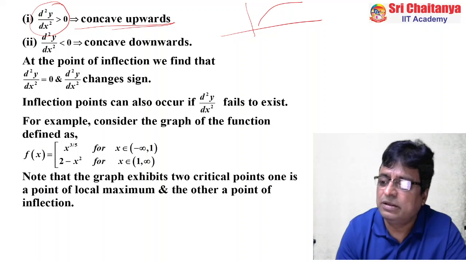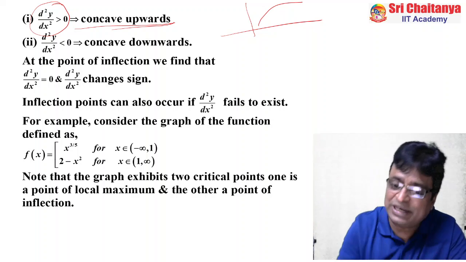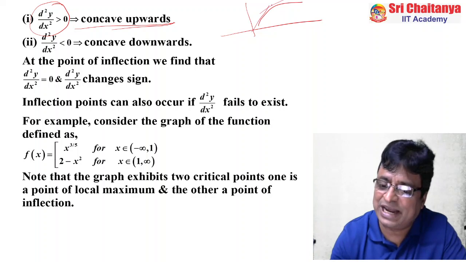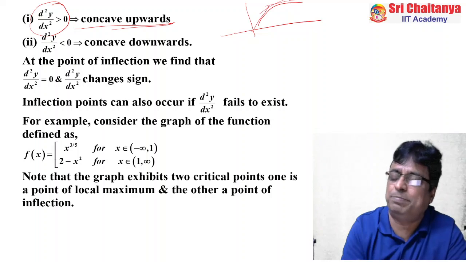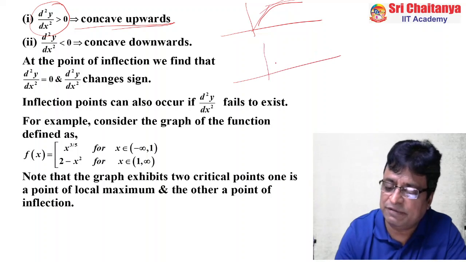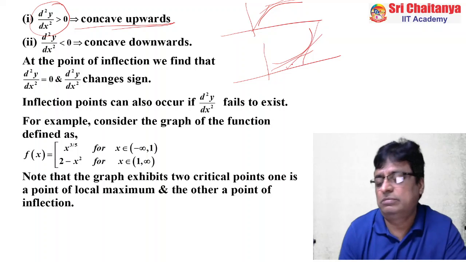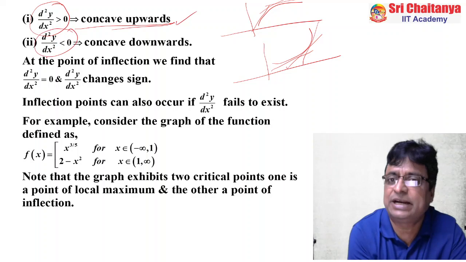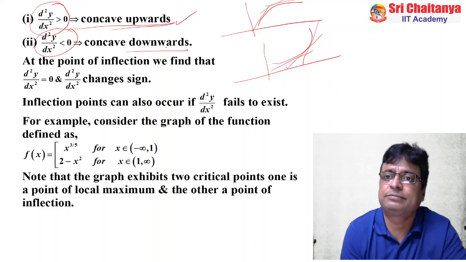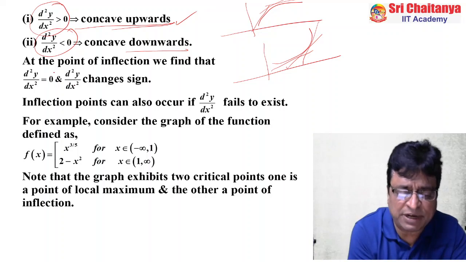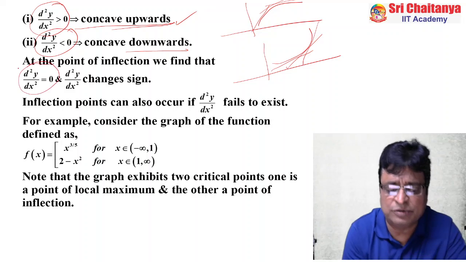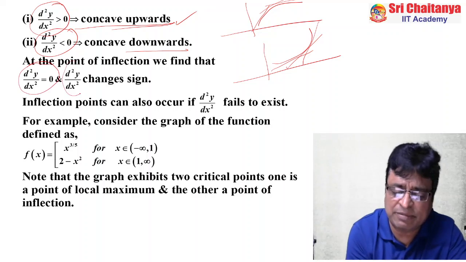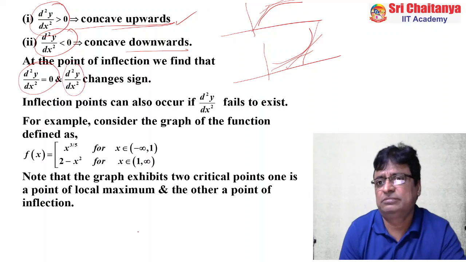What does it mean? If the curve lies below the tangents, then I can say that the curve is concave up. Concave down means, if the curve lies above the tangents, then the curve is concave down. So this is the condition for concave upwards, and d square y by dx square, the second derivative, is negative for concave downwards. And at a point of inflection, what will happen? The second derivative is equal to 0, and d square y by dx square changes sign or not.